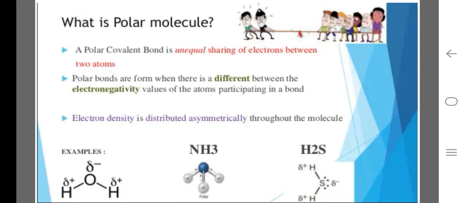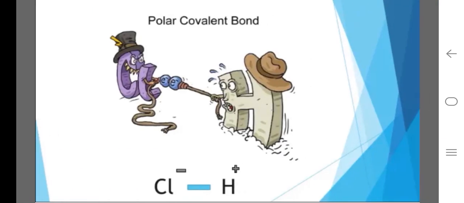In other slides we will discuss polar molecules. Polar means that charges are created on the ends of the molecule, positive on one side and negative on the other side. This is only due to the difference in electronegativity.